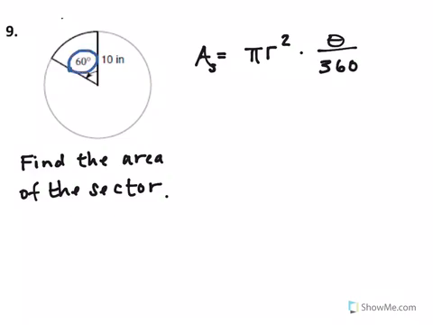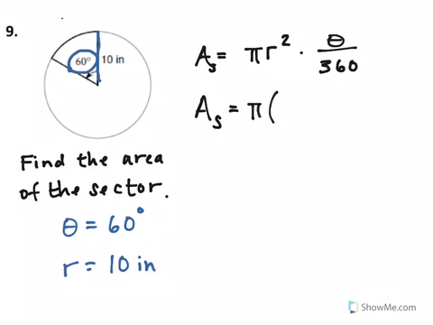60 degrees is going to be theta. So theta is equal to 60 degrees. And then they give us our radius of 10 inches. We'll put our units in there. So area of the sector is equal to pi times our radius squared. Our radius is 10 inches.